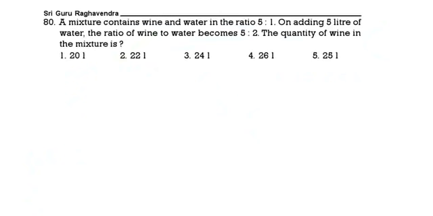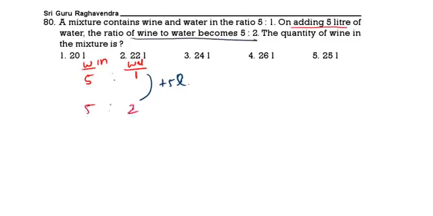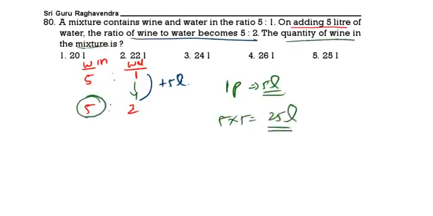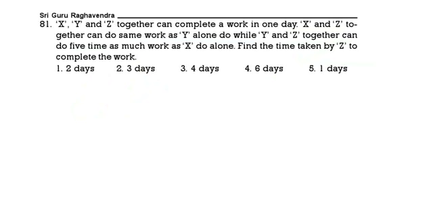A mixture contains wine and water in the ratio of 5:1. On adding 5 liters of water, we are adding 5 liters of water, then it becomes 5:2. So here this one part is changing to 2. That means one part is equal to 5 liters. Wine is 5 parts, so 5 into 5, 25 liters. Option 5. Next. Okay, now we will see question number 81.